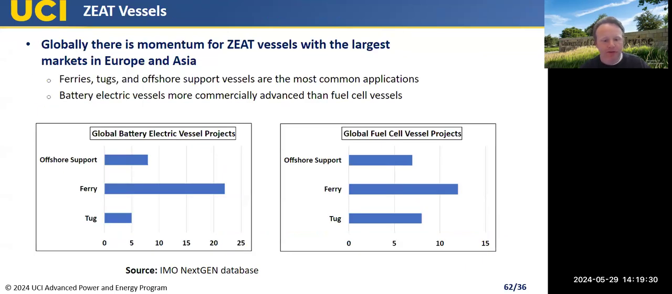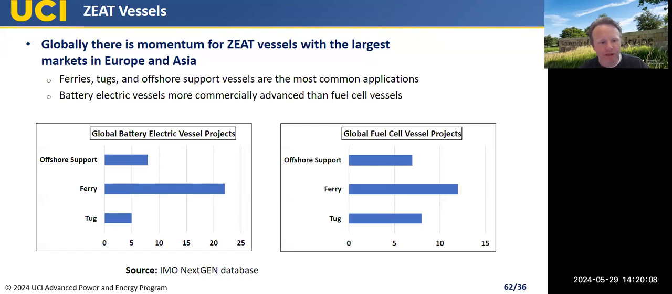So globally, there is momentum for ZEAT vessels in the hovercraft space, although the largest markets are in Europe, and there's activity in Asia and also in South America. I'm showing here just some statistics from an IMO database. It's not necessarily comprehensive, but it does make the point. If you look at the left, that's battery electric vessel projects. There are more battery electric projects than there are fuel cell projects on the right. That's just largely a product of batteries being more commercially advanced and more cost effective currently than fuel cells. Although fuel cells are progressing, and I think we'll catch up.